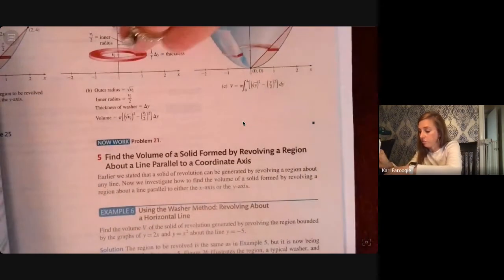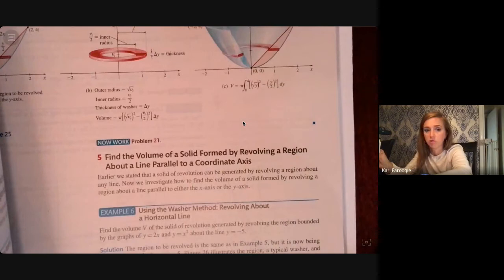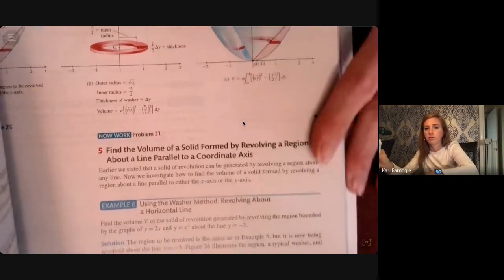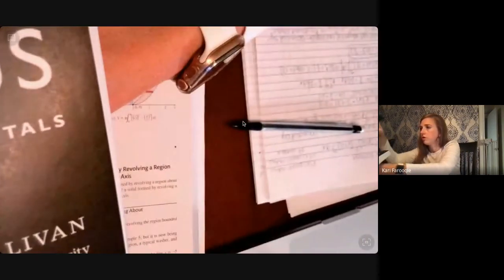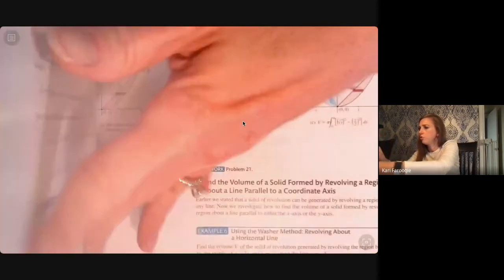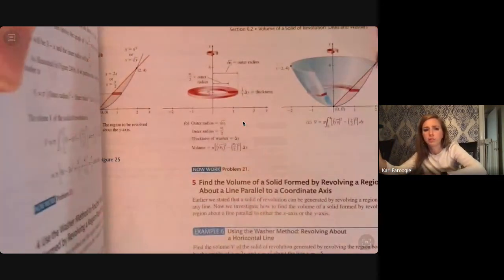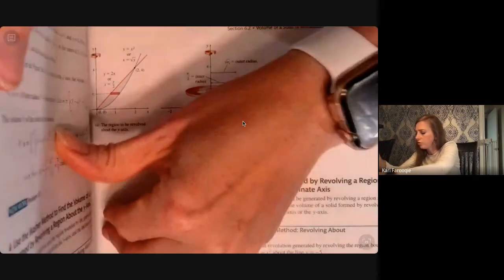So an instance of this would be where you have this vertical axis of revolution on page 443. Let's see, this way. Oh, this is very hard to do. Let me see if I can raise that. I have to switch my Zoom all over again. That's okay. I'll do it for you guys.